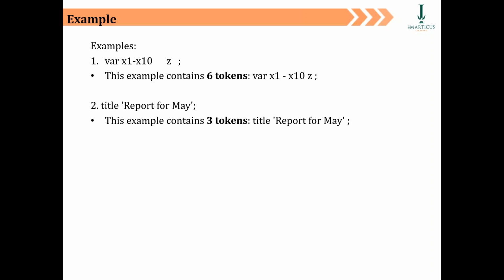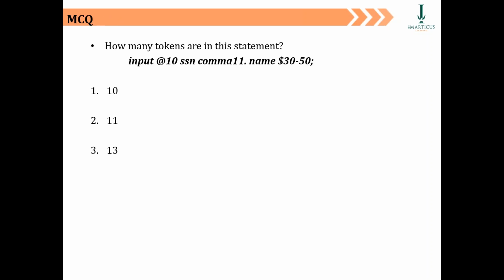For example, this var x1 x0z is an example of 6 tokens. Similarly, title reports for May actually has 3 tokens: report, for, May. Got it? So how many tokens are there in this statement now?